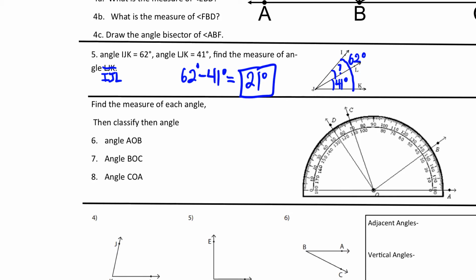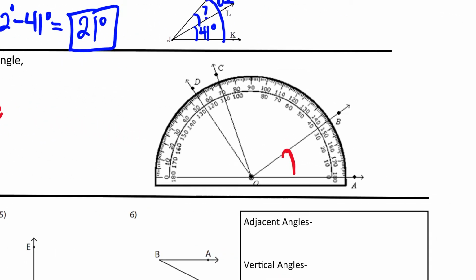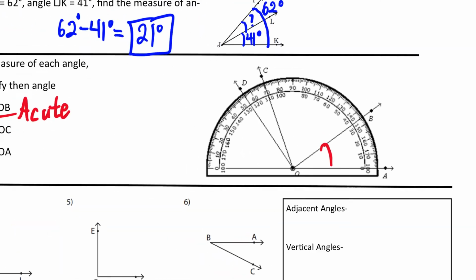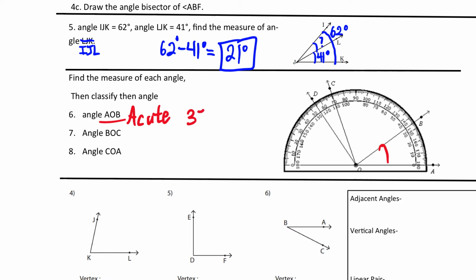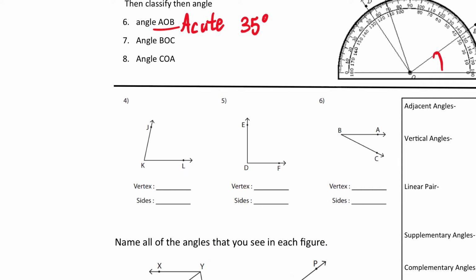All right, next one. We're going to classify it and find the measurement. So for angle AOB, okay? Angle AOB is this angle. Is this right, acute, or obtuse? It's acute. It is acute. Now, how many degrees is that angle? 35. It is 35 degrees. All right. So that's what you're going to do on those other two.